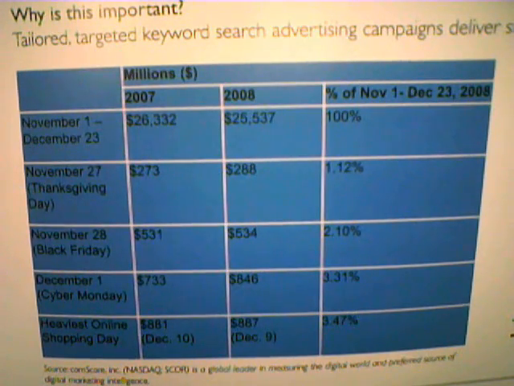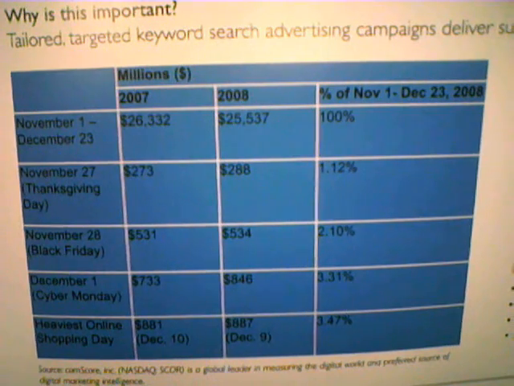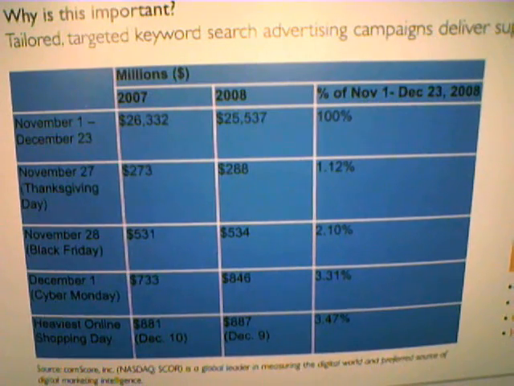This chart indicates how much consumers spend during certain times of the year. Take note of not only the dollar amount that's spent, but also the total percentage of spend during the season and the comparison of 2007 to 2008.